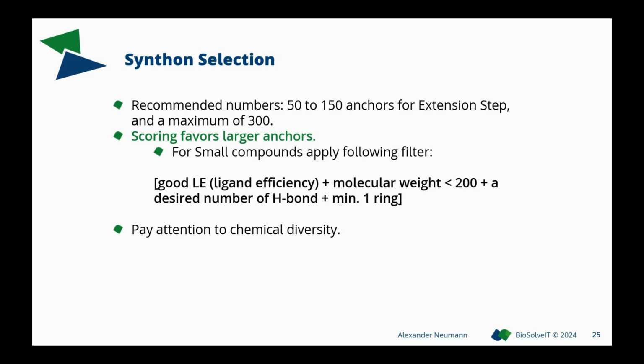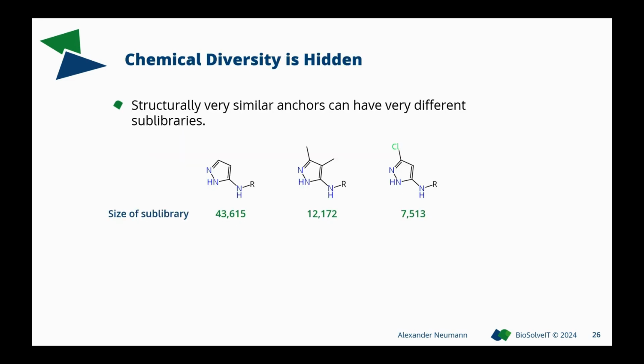And again, in each step, when you select, pay attention to chemical diversity to enrich the number of chemotypes you're working with, just as you would do in virtual screening generally. Another thing that people are not completely aware of is that the chemical diversity is hidden. So if you have these 3 compounds and you're asking yourself which one should I pick? Pick all 3 of them. Because the size of the sublibrary can be very different, and they can have completely different protecting groups, chemistry hidden within the linker. As you can see here, this one contains 43,000 compounds and the other 2 lower numbers. So basically, if you are unsure, be generous, pick more synthons in each step.